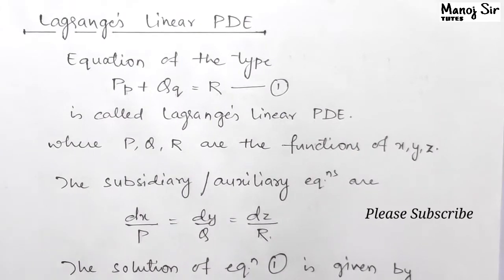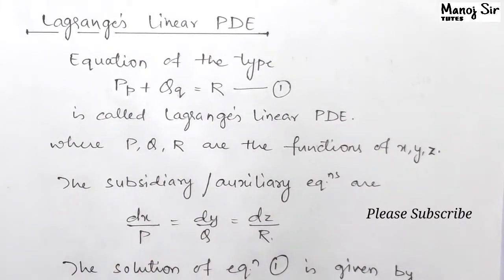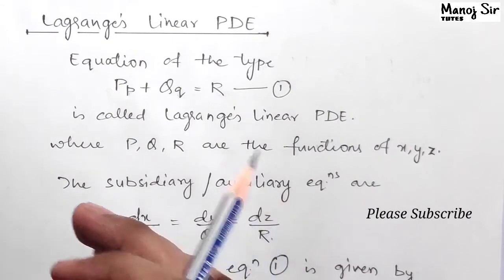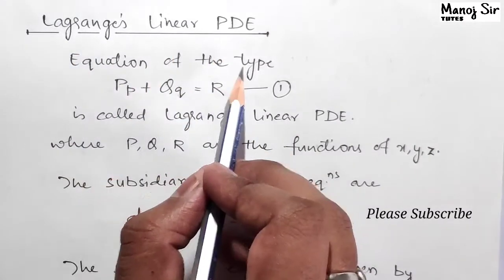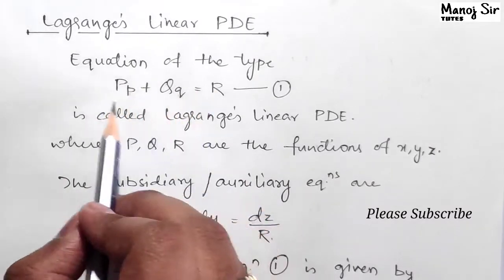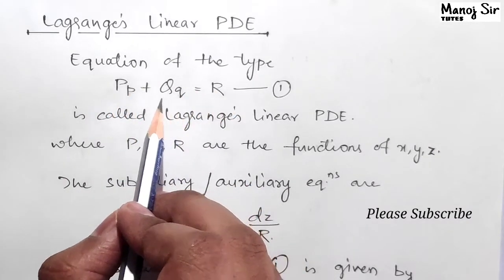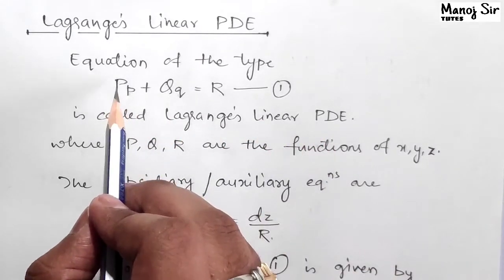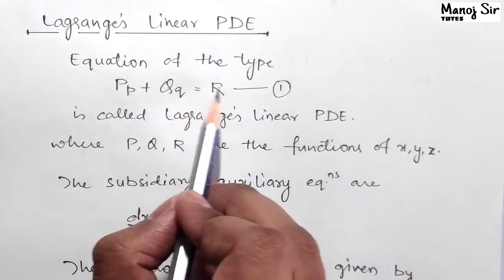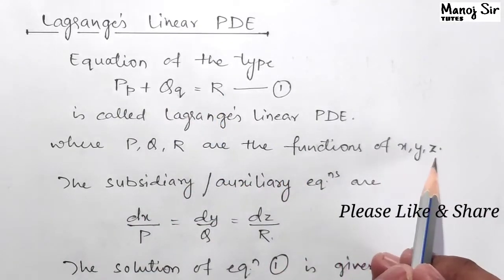Welcome to video number 10, and in this video we are going to solve another problem, a very good question on the topic of Lagrange's linear partial differential equation. An equation of the type Pp plus Qq equals R, where capital P, capital Q and capital R are all three functions of x, y and z, is called Lagrange's linear partial differential equation.